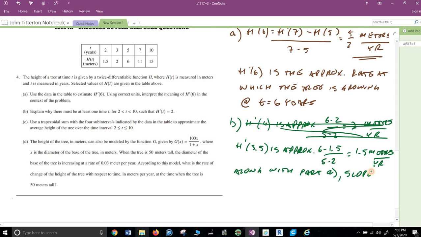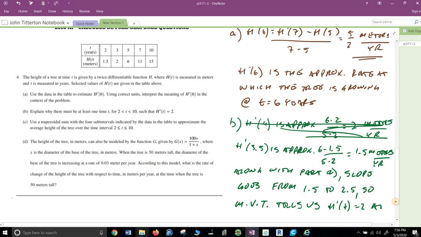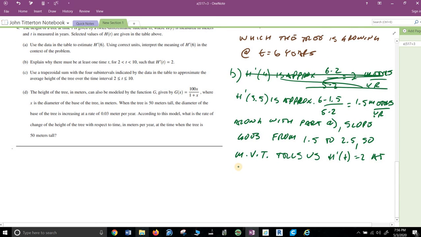Slope goes from 1.5 to 2.5. So the mean value theorem, I would spell this out, tells us h prime of t is 2 at some point.